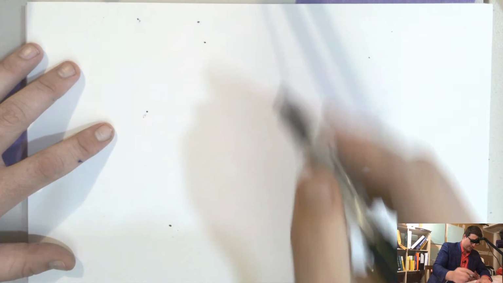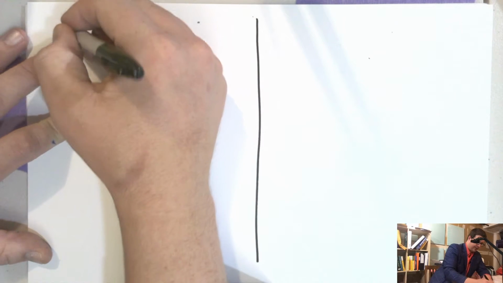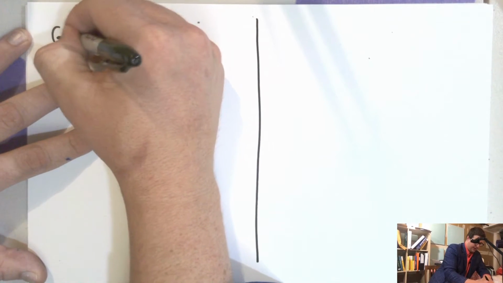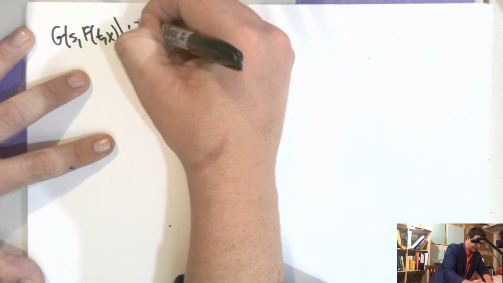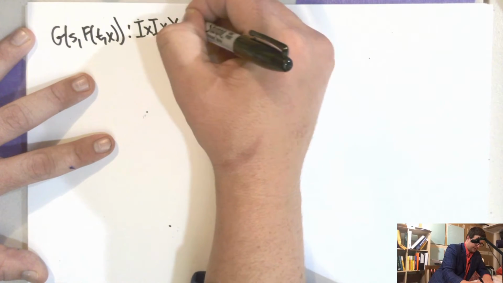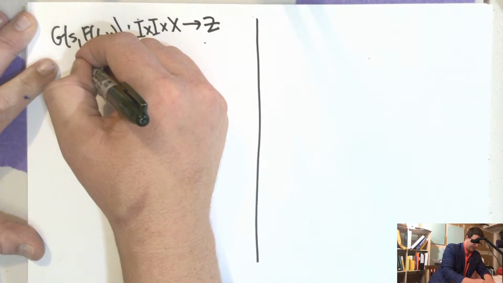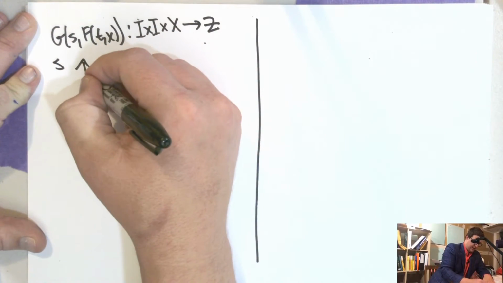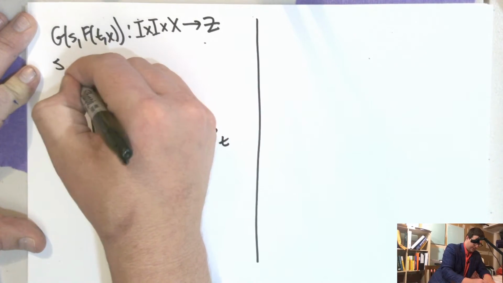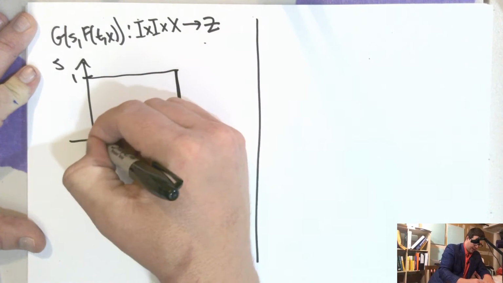Okay, so let's look at what we have. In this situation, we have really G_s f_t, a function of s and t, right? And this is a map from I cross X into Z. All right, so let's draw what happens at each of these points. Here we'll draw the ST plane, TS, right? And then here's one, right? And then we have this box here, okay? And then we can describe what happens at each of these things.